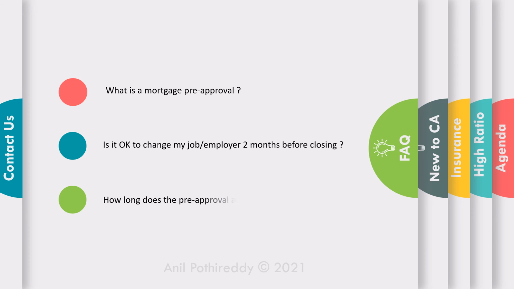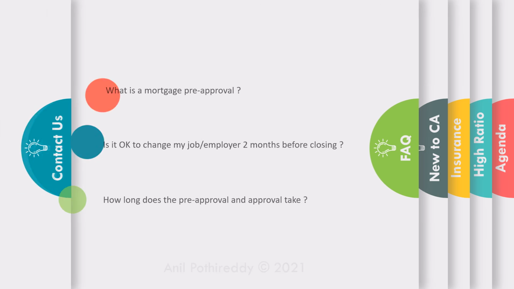How long does pre-approval and approval take? Well, it depends on the lenders. There are lenders who can do a pre-approval in 2 days and an approval in 3 to 4 days, and some could take as long as 2 to 3 weeks. So talk to your mortgage agent on the available options.